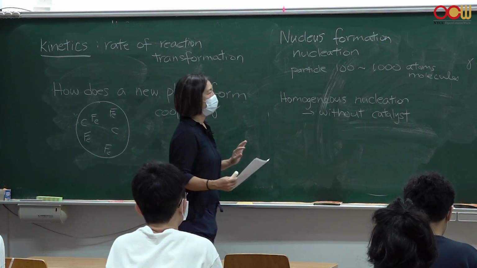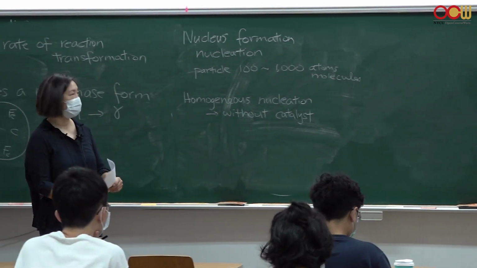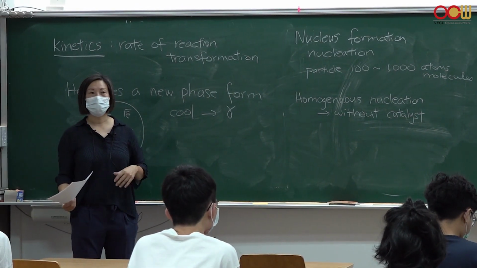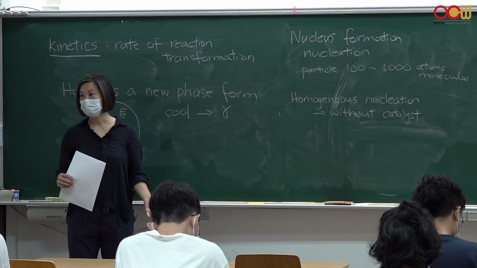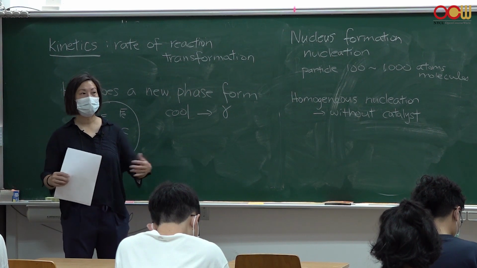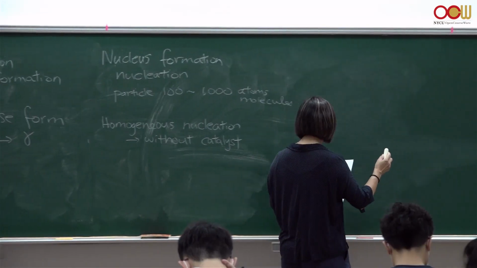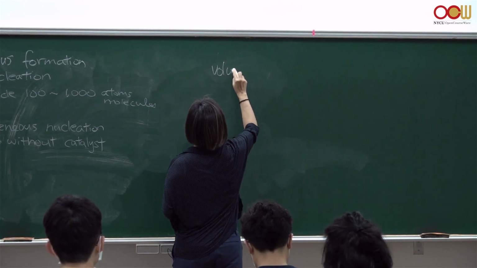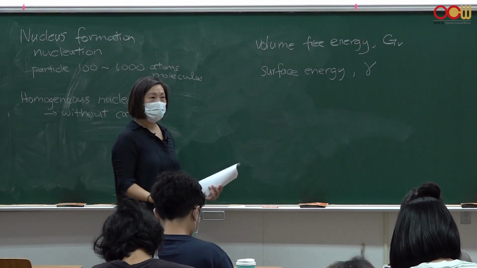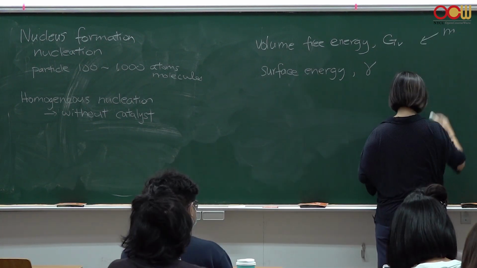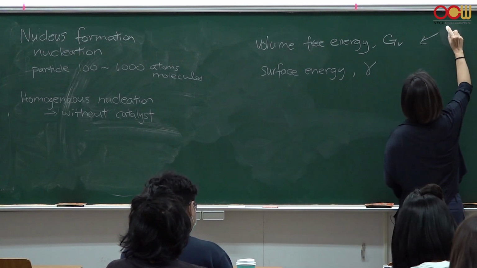So why would new phases form? What's the driving force for a solid to form out of the liquid when you lower the temperature? Because at the lower temperature, the solid has a lower overall energy state than the liquid. So that's a driving force, to get to a lower energy state. So you have two competing energies here. You have the volume free energy, and you have the surface energy. Okay, for the new phase to form, this will be negative. The new phase is more stable, so the overall free energy of the phase is negative.